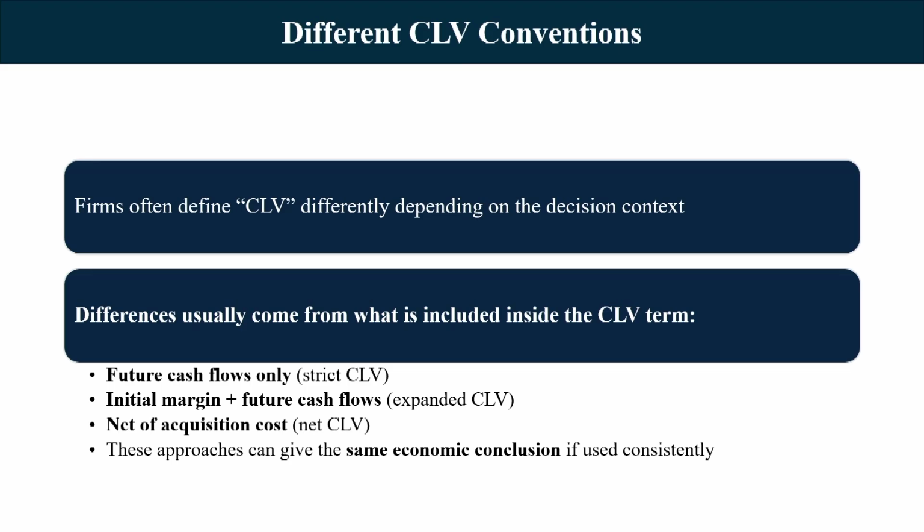Then whenever we are doing a proper and complete cost benefit analysis, we are taking the value into consideration, we are taking the cost into consideration, total value minus total cost, that becomes a net CLV. So, I can do my analysis in terms of net CLV also, that is also perfectly fine. All these approaches can give the same economic conclusion if used consistently. Consistency is the key here. If you are not consistent in your analysis, probably the results will be wrong.